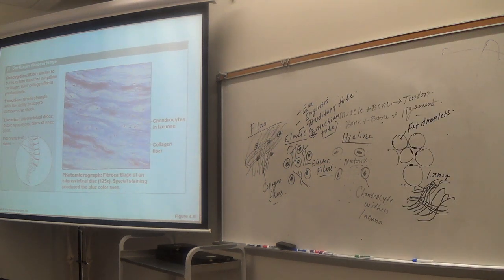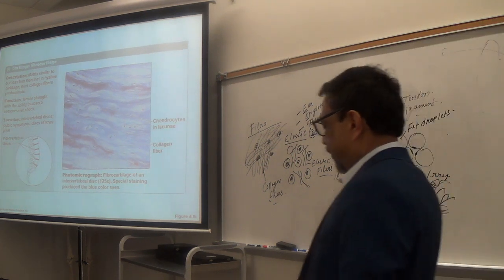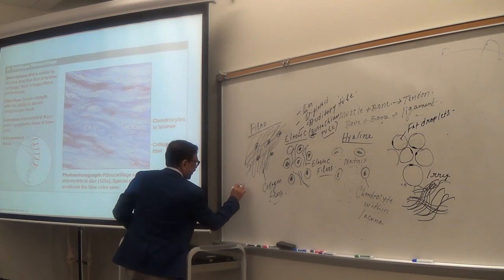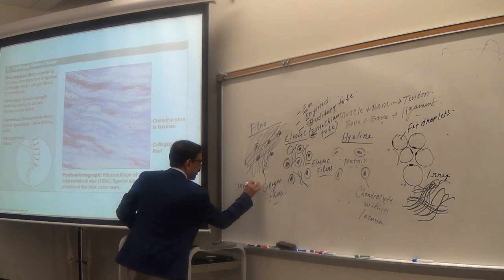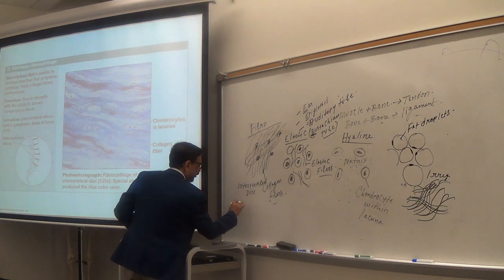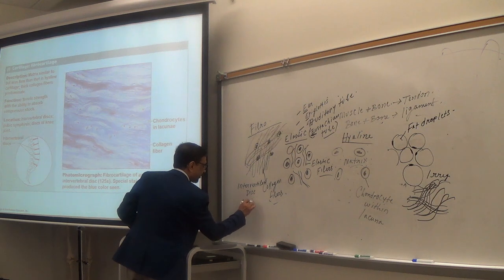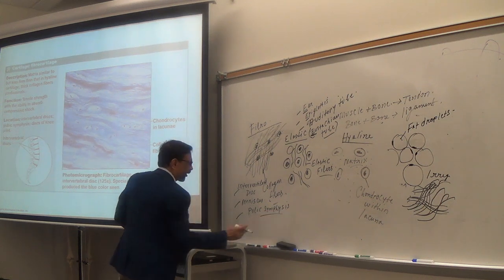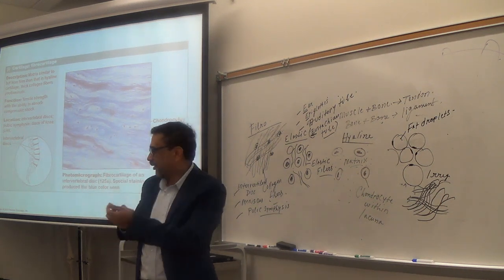Example, where you will find fibrocartilage? You will find fibrocartilage in intervertebral discs, meniscus in the knee joint, and pubic symphysis. Pubic symphysis. The hip joint, hip bones join here.